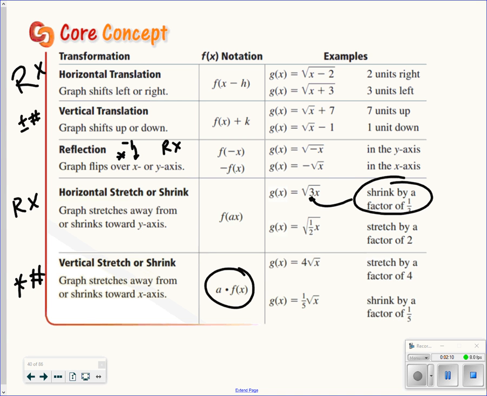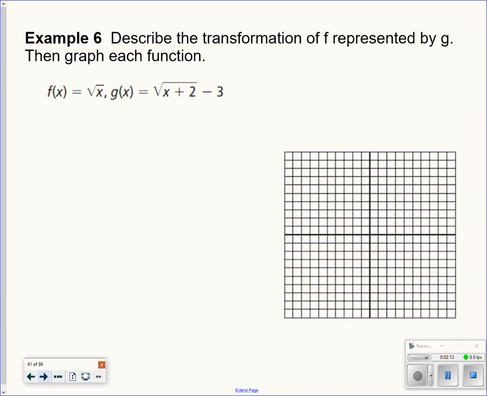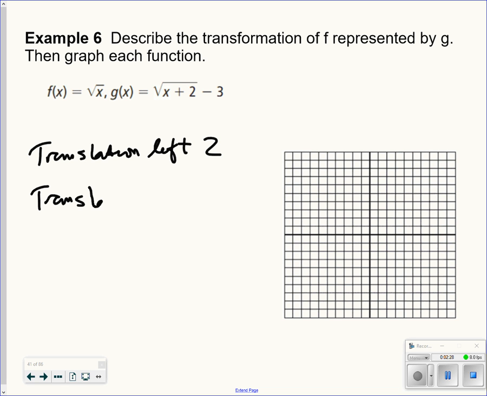So again, we've done this before, but some of you still struggled on it. I want to describe what happened. They went from x to x plus 2. Well, that is a translation to the left 2. And then they put a -3 at the end. So again, that is a translation, down 3.